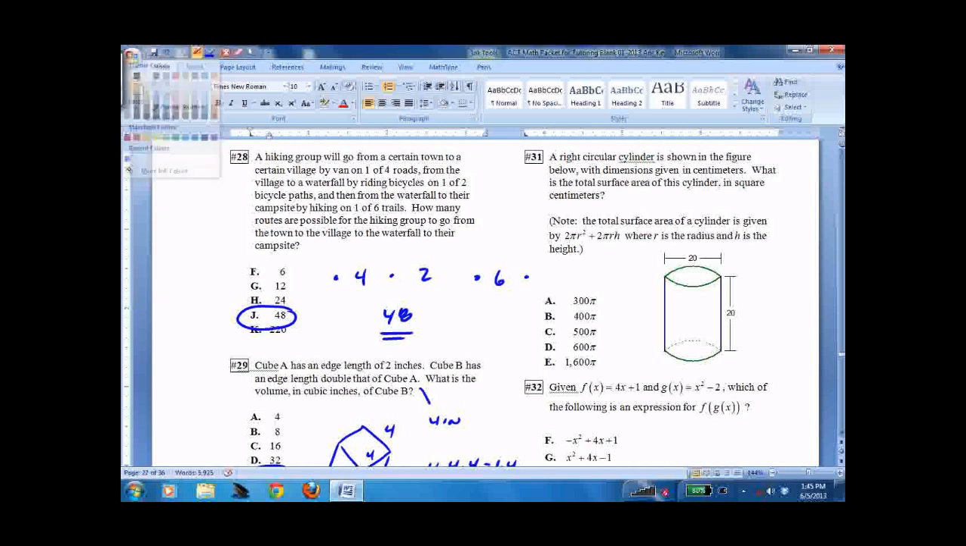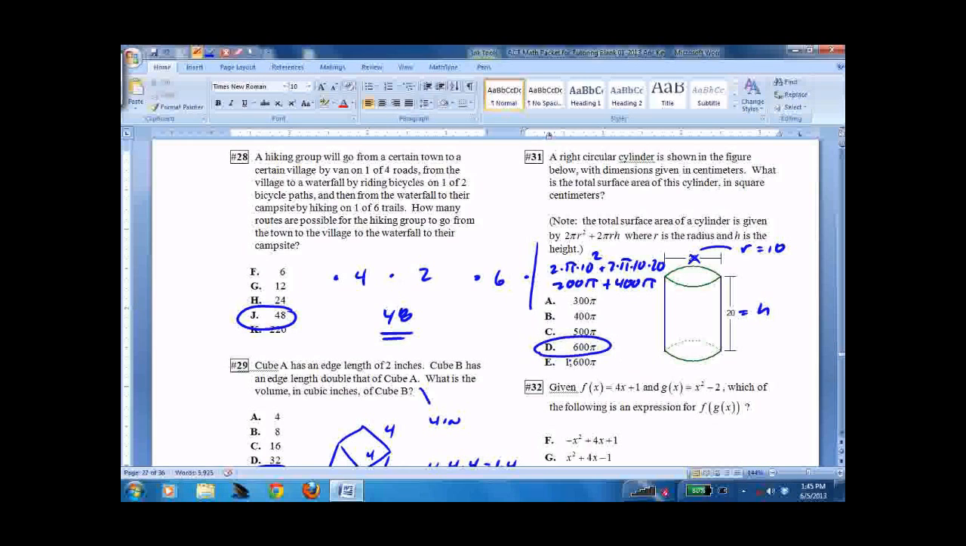A right circular cylinder shown in the figure below with dimensions given in centimeters. What's the total surface area of the cylinder in square centimeters? They give you all this information, but just don't mess with this. Immediately turn that into a radius. And now we're just multiplying out 2 times pi times 10 squared plus 2 times pi times 10 times 20. That's h. Blast it out, see what you get. Here you're going to get 200 pi. Over here you're going to get 400 pi. Together they make 600 pi.